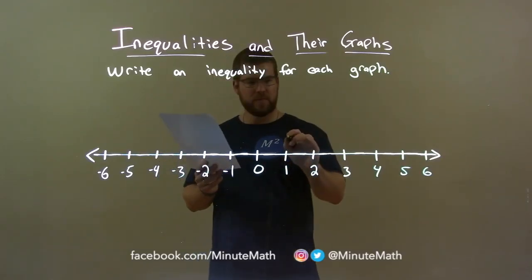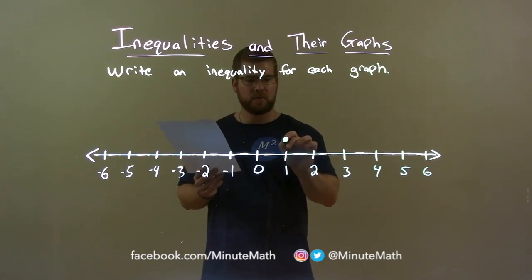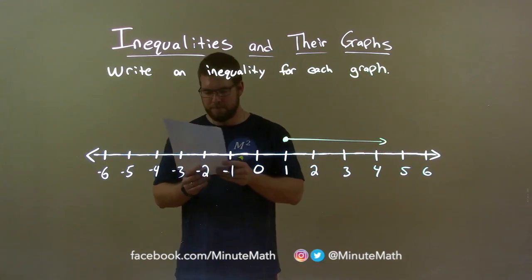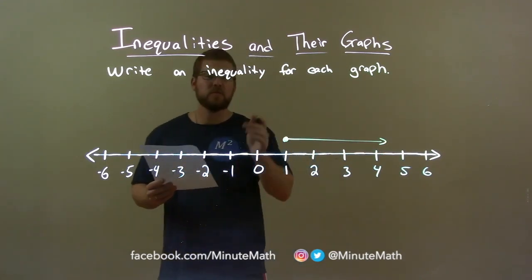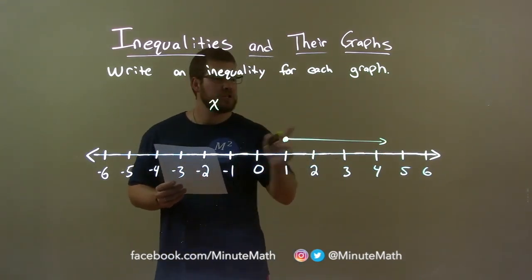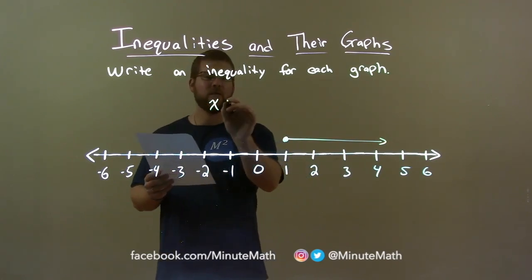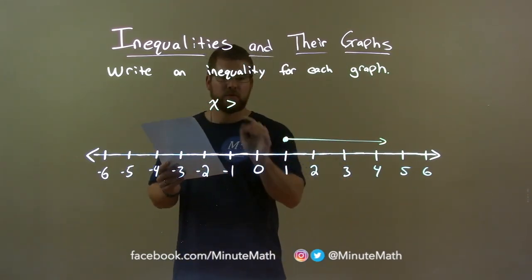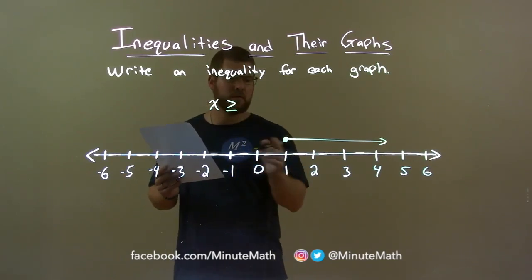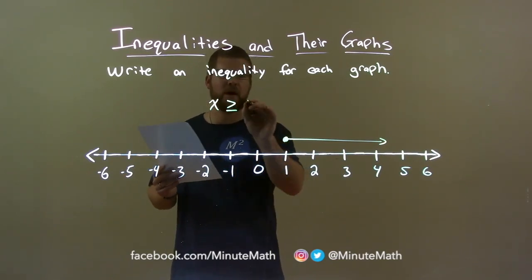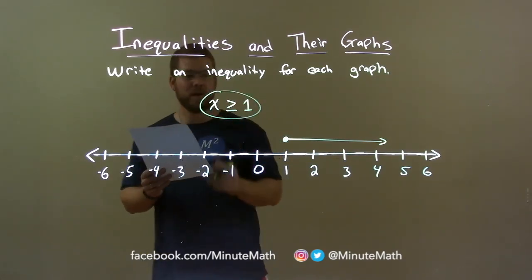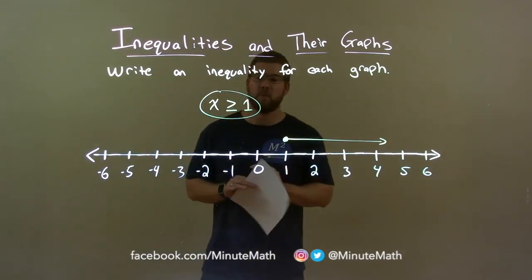Right here at positive 1, we got a closed circle, and we're shading to the right. All right, so let's use the variable x here. We're shading to the right, so we have to use a greater than sign. Shading to the right, greater than sign. It's a closed circle, so we put an equal to, closed circle represents that, and we're at positive 1. So there we have it, our final answer. X is greater than or equal to positive 1.